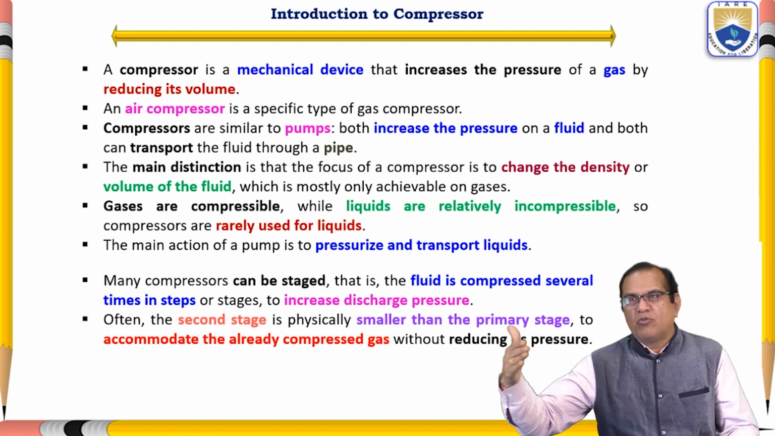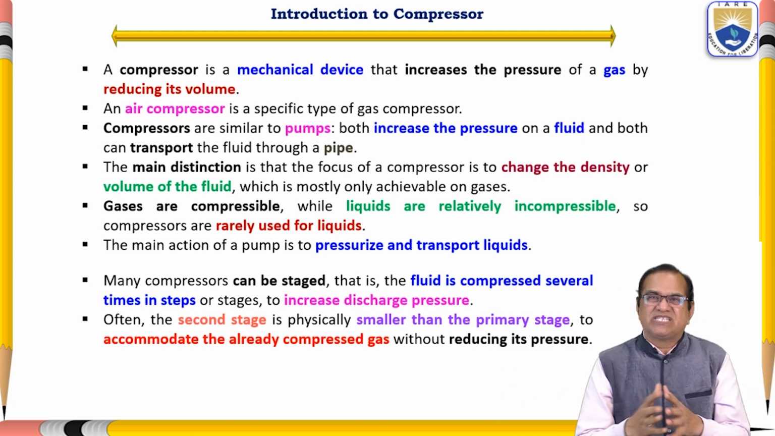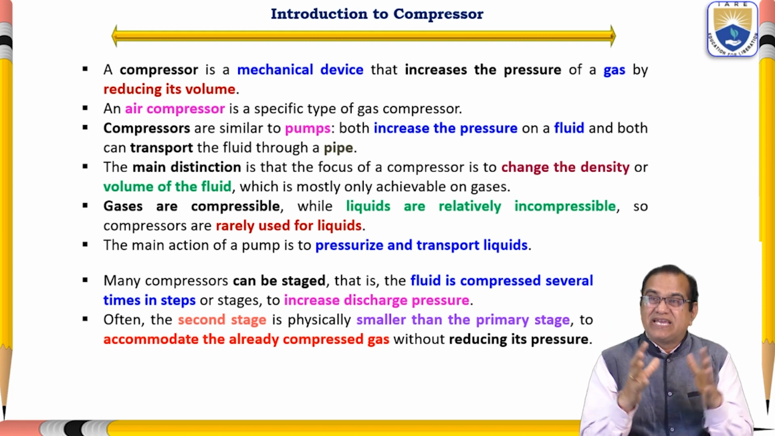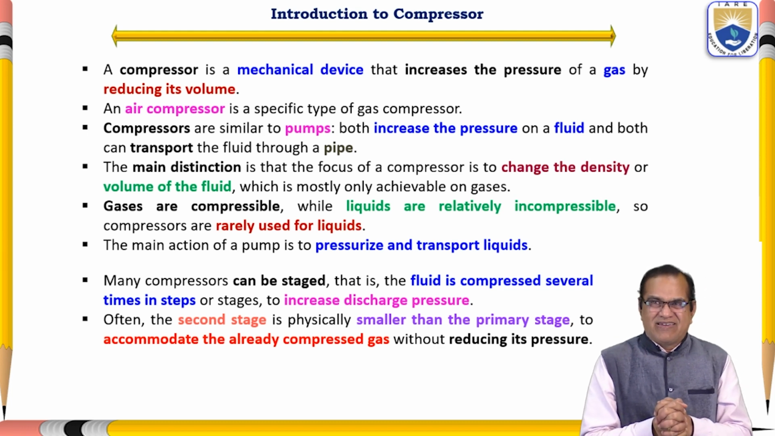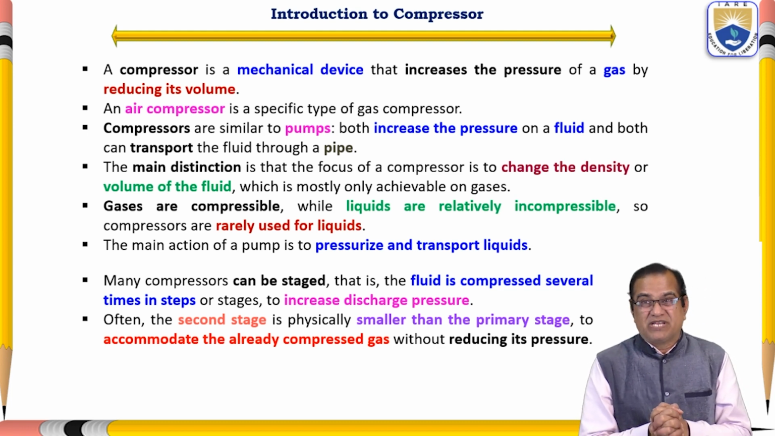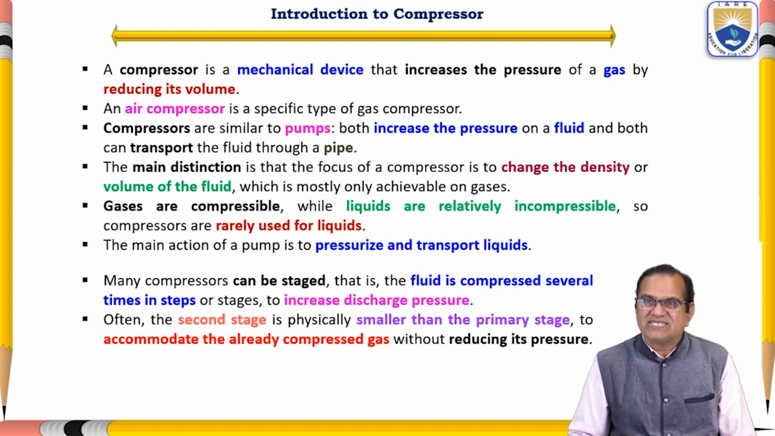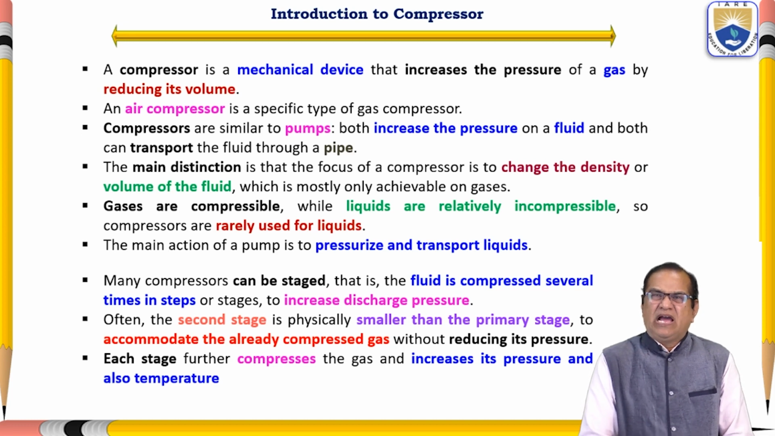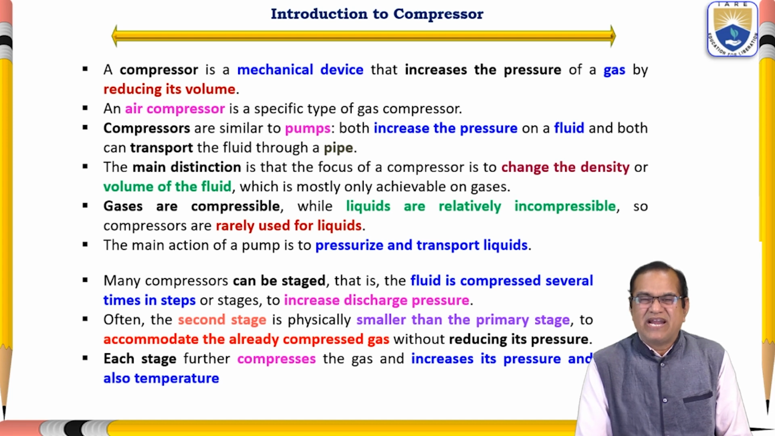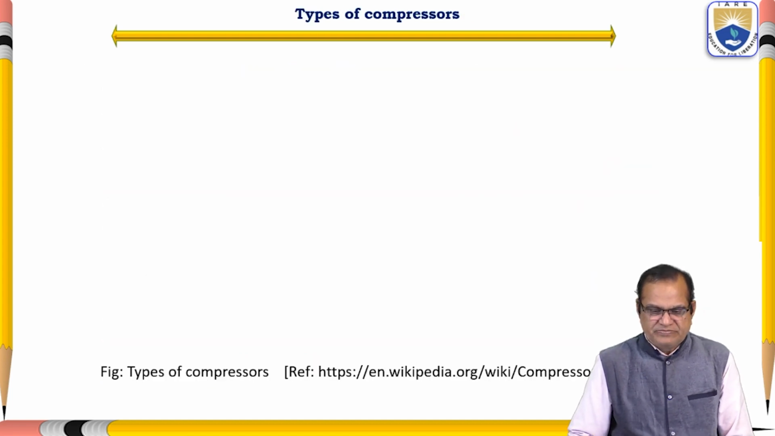As you go to more and more stages, the size of the stages is reduced because the volume is decreasing, to accommodate the already compressed gas without reducing its pressure. So we have to decrease the size as we increase the stages. Each stage further compresses the gas and increases its pressure and also its temperature.